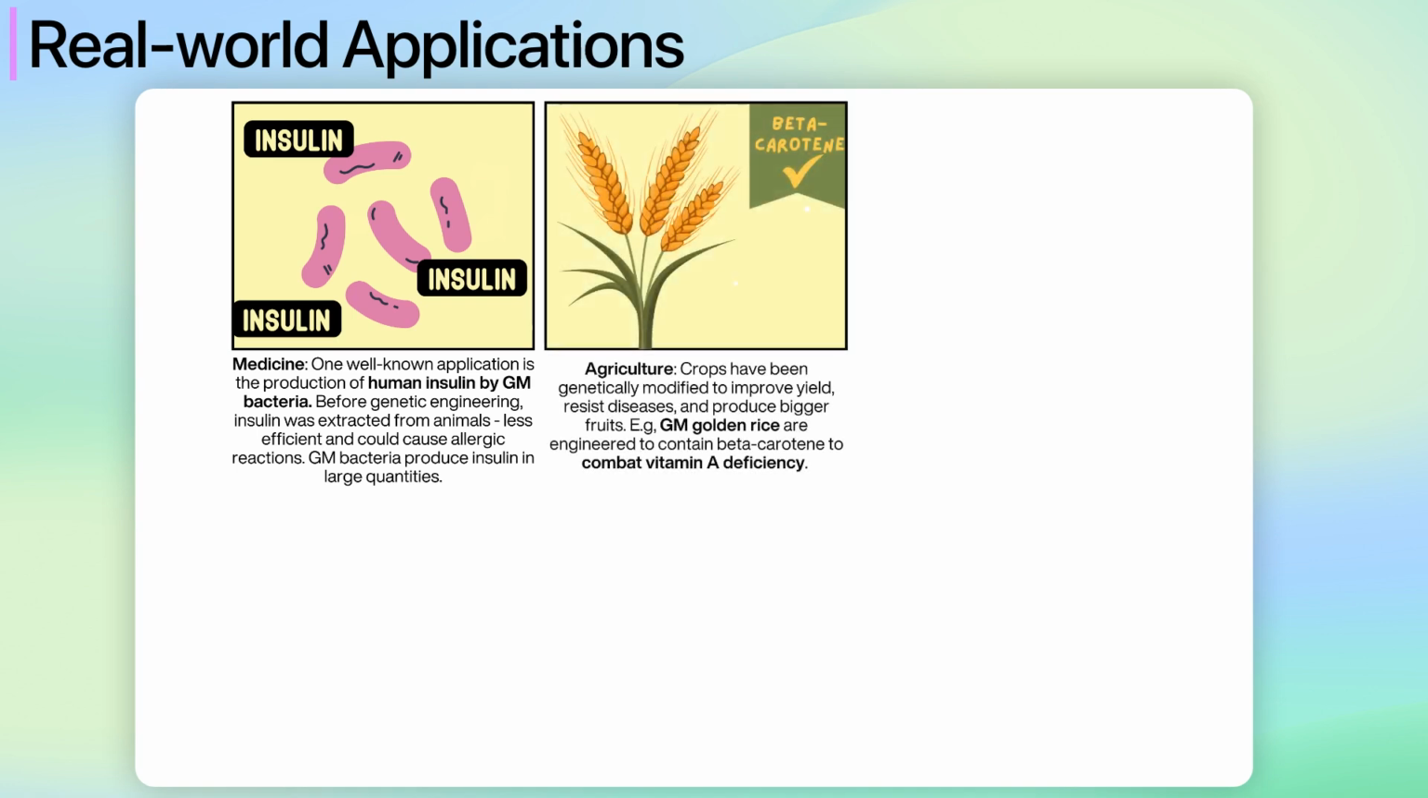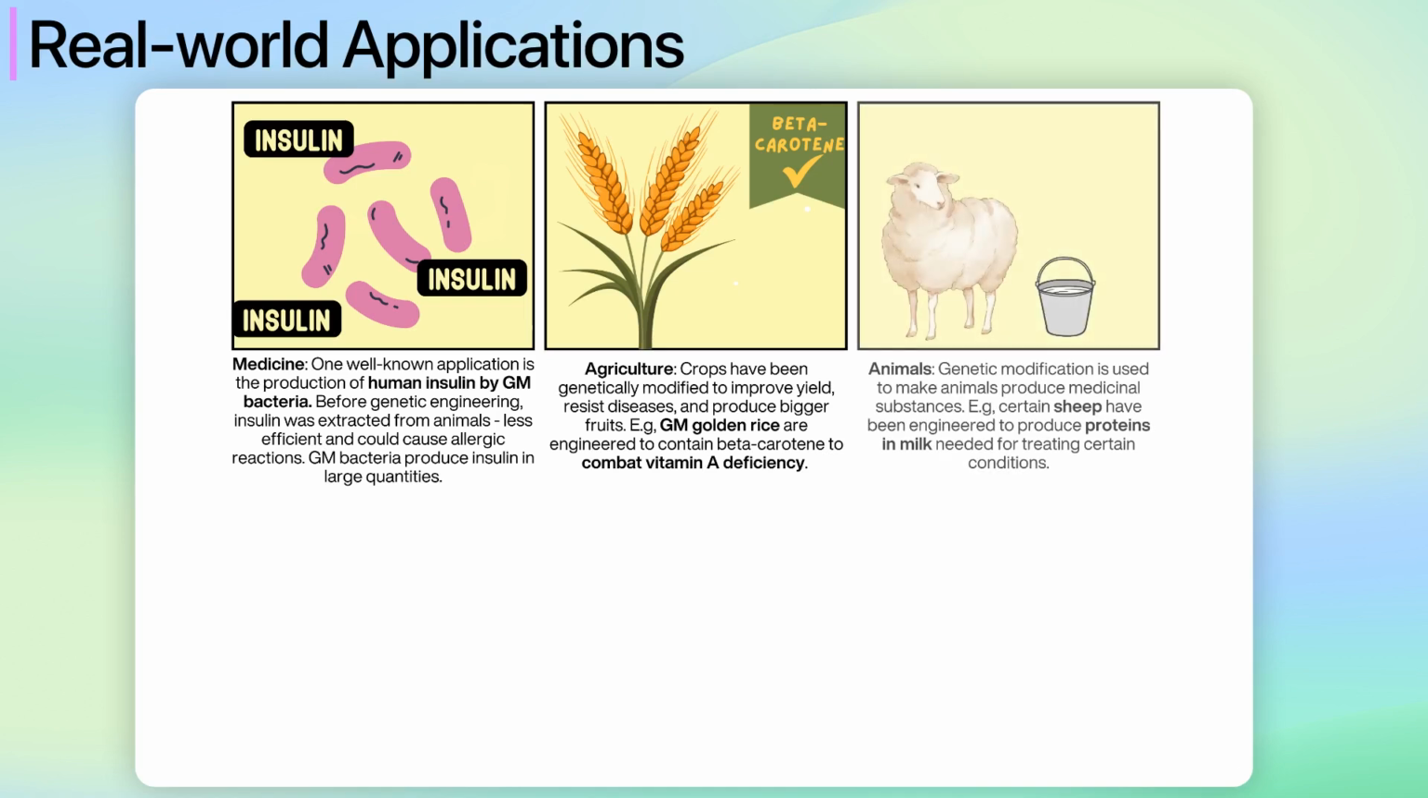In agriculture, crops have been genetically modified to improve yield, resist diseases, and produce bigger fruits. For example, GM crops like golden rice are engineered to contain beta-carotene to combat vitamin A deficiency. Genetic modification is also used to make animals produce medicinal substances. For instance, certain sheep have been engineered to produce proteins needed for treating certain conditions in their milk.